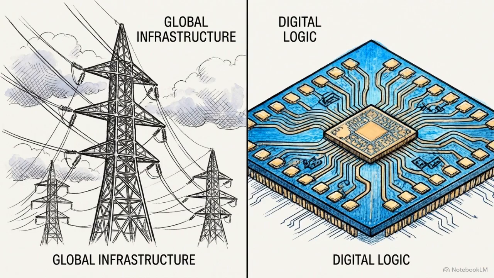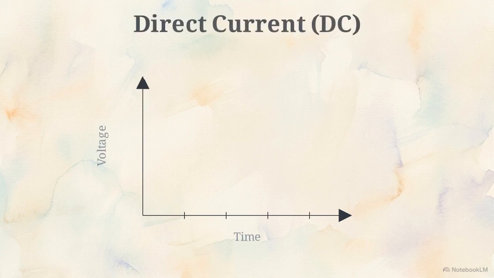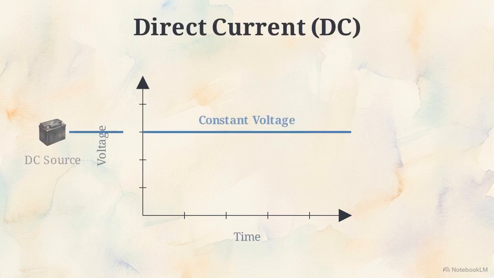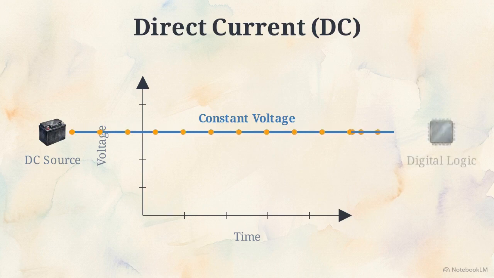This reveals a massive technical hurdle. Our global infrastructure supplies a type of electricity that the digital world cannot natively use. We define direct current by how it moves through a wire. On a graph, DC appears as a straight, stable horizontal line. The electrons flow continuously in one direction, providing the steady voltage required by high-performance electronics.